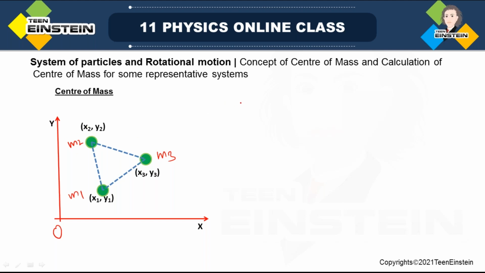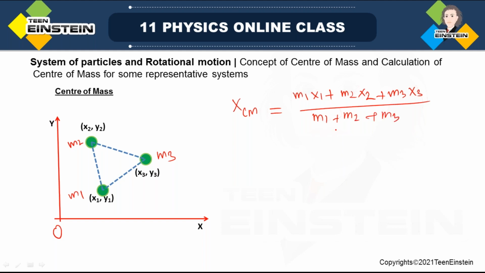This is two dimensional, that is fine, but we know it for one dimension, so I'll just treat each dimension as one dimension. You write the center of mass x coordinate as m1 x1 plus m2 x2 plus m3 x3 divided by m1 plus m2 plus m3. Now you have another coordinate also, so the center of mass will have two coordinates, not only a single coordinate.